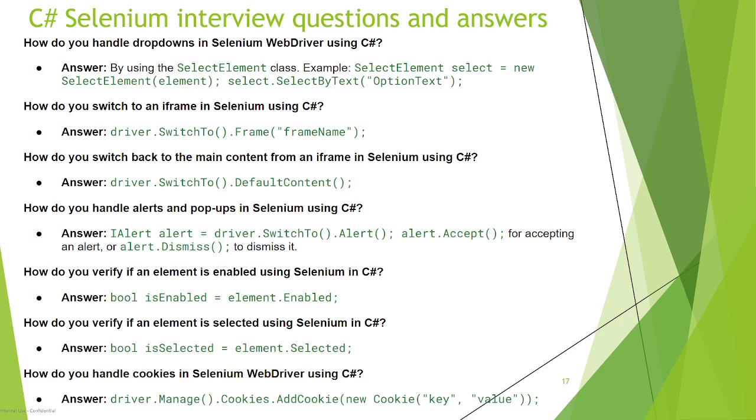How do you handle alerts and pop-ups in Selenium using C Sharp? IAlert alert = driver.SwitchTo().Alert, then you put alert.Accept. So here we are creating an alert object, and then we are calling the Accept method for accepting an alert, or the Dismiss method for dismissing an alert. How do you verify if an element is enabled using Selenium and C Sharp? You just create a boolean variable and then mention element.Enabled. How do you verify if an element is selected using Selenium and C Sharp? Then you should use the Selected method.